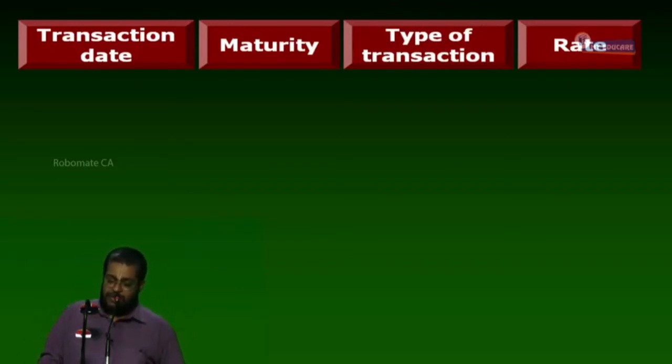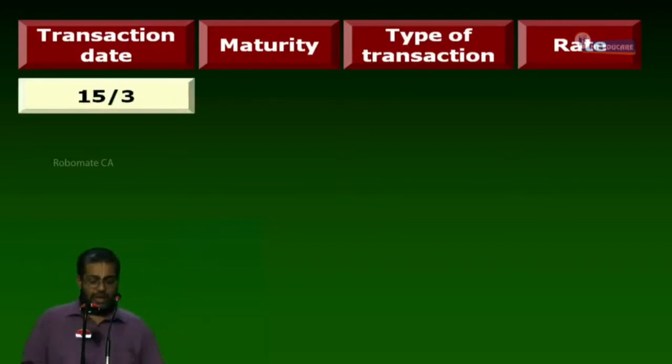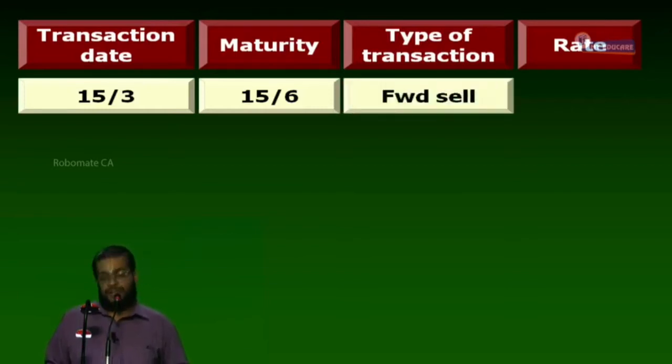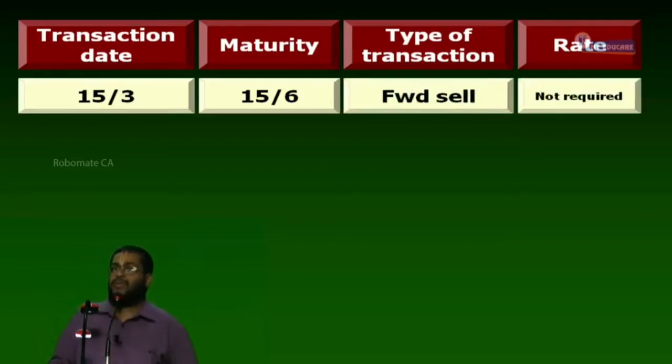When I went to the bank for the first time? 15th March. For a transaction to end on which day? 15th June. I went to the bank to buy or sell dollars. I went to the bank to sell. Forward sell. Rate given. But do I require it? Not required. Rate is not required.